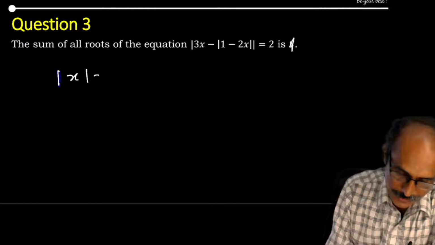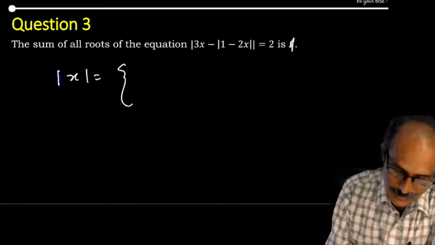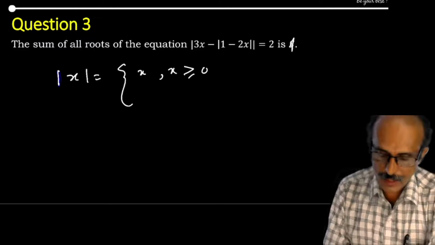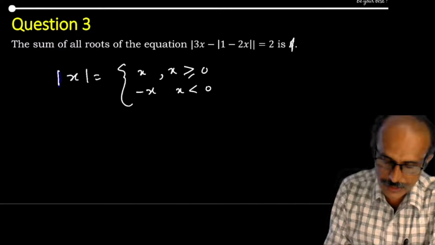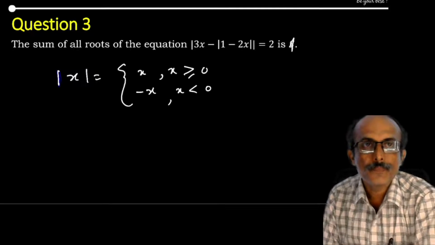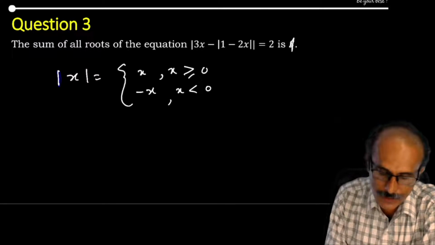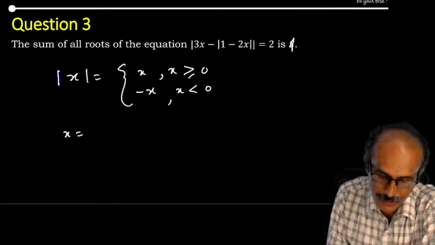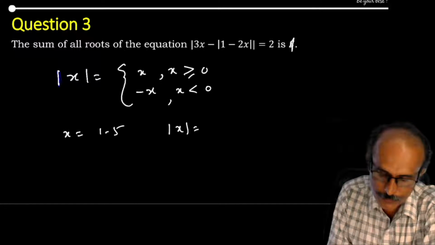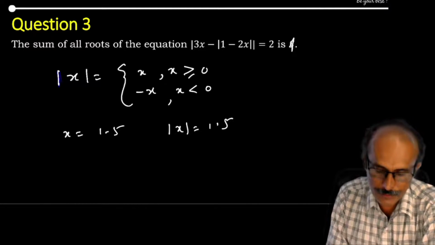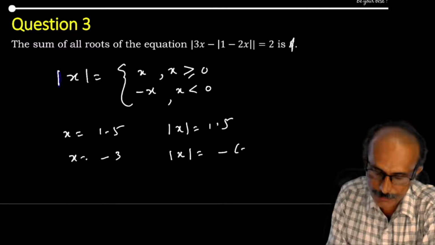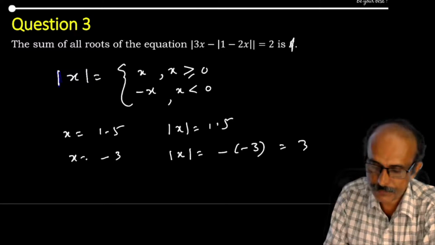Mod of x is defined as x for x greater than or equal to 0 and minus x for x less than 0. So what it means is that for x equal to, say, 1.5, mod x is equal to 1.5 only, and if you take x equal to minus 3, mod x takes a value minus of minus 3, that is equal to 3.